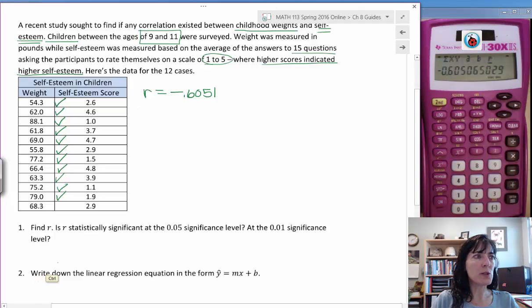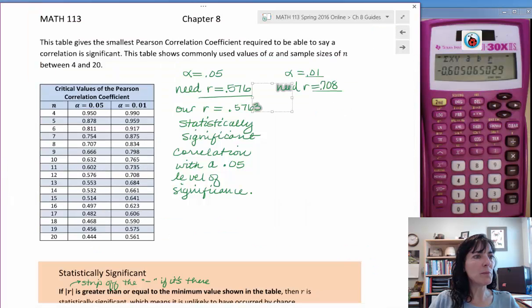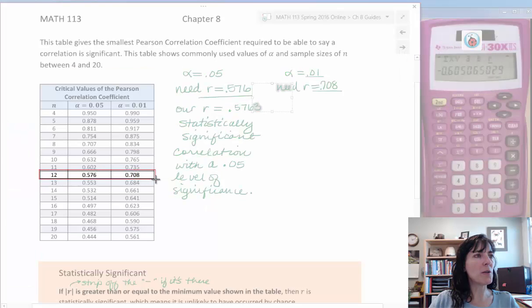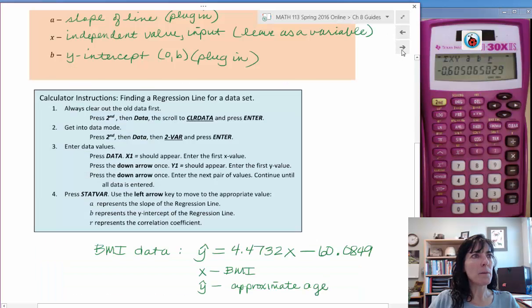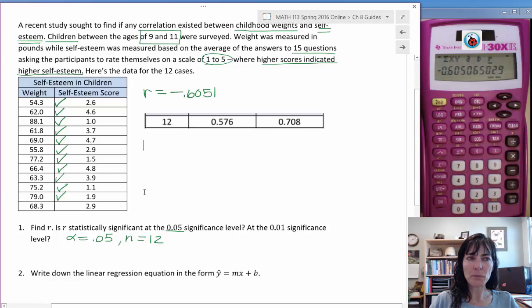And what I want to do is look to see if R is statistically significant at the 0.05 level. So I'm looking at alpha equals 0.05, and I'm also looking at N equals 12 because there are 12 data pairs. And so I'll go back a page or two and find my table. I'm just going to copy this for 12, so the N is 12. I'll copy that row. Put my data there. This is the N, and this is for alpha equals 0.05 and for alpha equals 0.01.